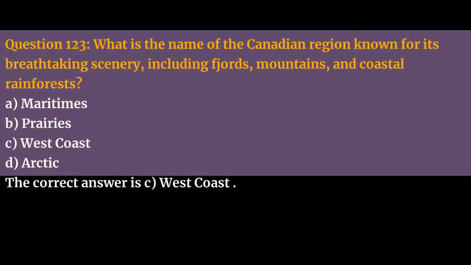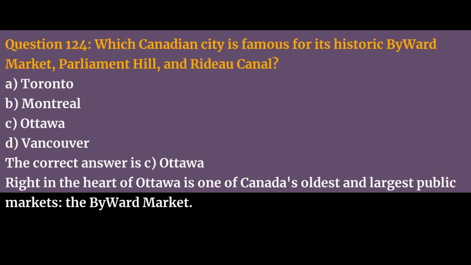Question 123. What is the name of the Canadian region known for its breathtaking scenery, including fjords, mountains, and coastal rainforests? A. Maritimes B. Prairies C. West Coast D. Arctic. The correct answer is C. West Coast. Question 124. Which Canadian city is famous for its historic Byward Market, Parliament Hill, and Rideau Canal? A. Toronto B. Montreal C. Ottawa D. Vancouver. The correct answer is C. Ottawa. Right in the heart of Ottawa is one of Canada's oldest and largest public markets, the Byward Market.